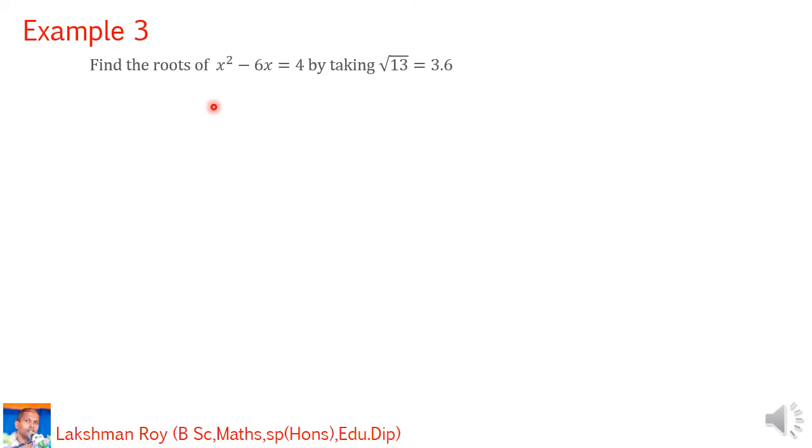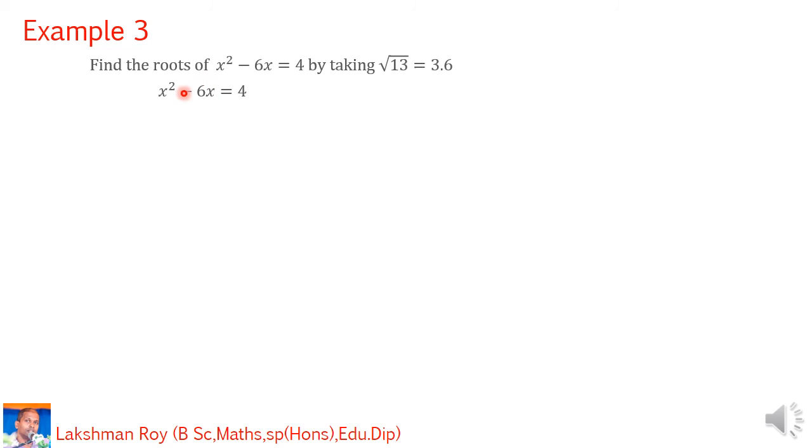Now students, I'll move to another example, right? So you can practice. My third example is, student, find the roots of x square minus 6x equals 4 by taking square root 13 as 3.6, right? So my quadratic equation is this form. See, x square minus 6x equals 4. Now coefficient of x square is 1, right? Then the constant number is already put on the right hand side. No need to take it to the left hand side, right? So now we can solve.